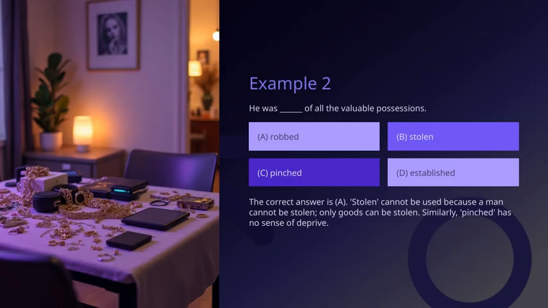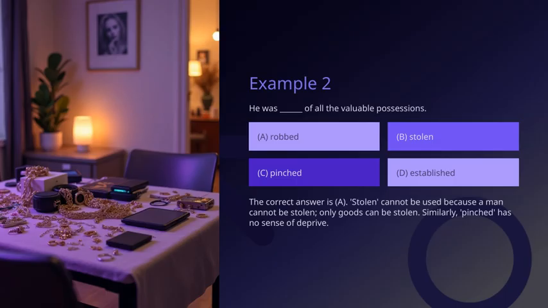It's important to note why other options don't fit. For instance, stolen is a past participle, and we need a verb form that fits the sentence structure better. Was robbed makes perfect sense. Also, pinched might seem similar, but in this context, it doesn't convey the right sense of depriving someone of their possessions. And established obviously doesn't fit because it has a completely different meaning related to setting something up.